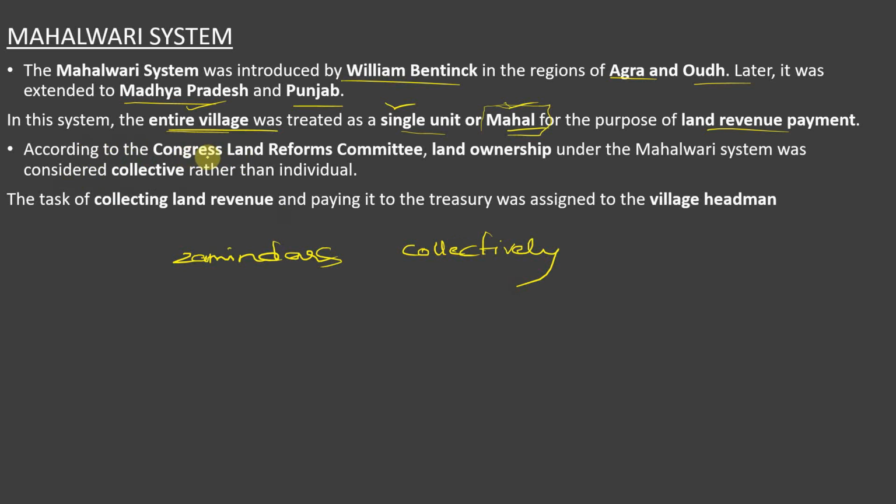So, according to the Congress Land Reforms Committee, land ownership under the Mahalwari system was considered collective rather than individual. The entire village shall pay the revenue collectively. The task of collecting land revenue and paying to the treasury was assigned to the village headman. So, in the Zamindari system, Zamindars were appointed as intermediaries. In the Mahalwari system, the intermediaries are called village headmen. So, for a particular village, a headman is appointed for the purpose of collecting the revenue.